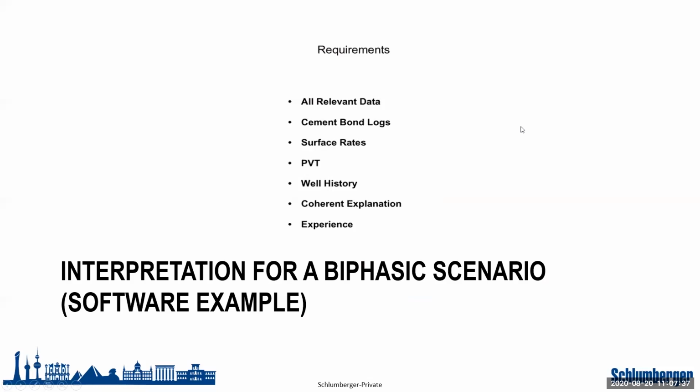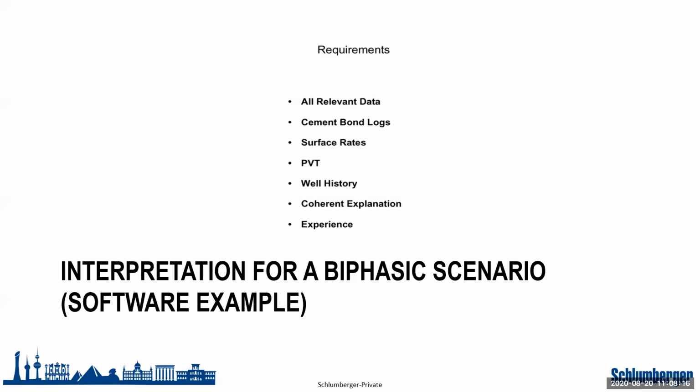Now, we are going to go very quickly through what the interpretation software needs as inputs, and what it will give you as an output. So what are you going to require to make a good PLT interpretation? You will require as much data as possible from the history of the well. For example, the production rates, the production history, cement bond logs to understand if the cement may be poor behind the casing, and good PVT data.